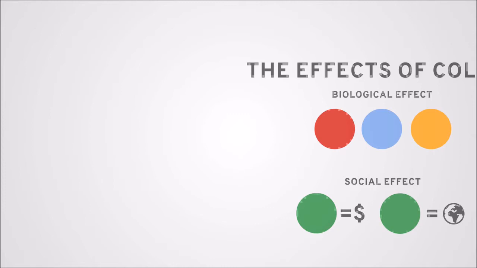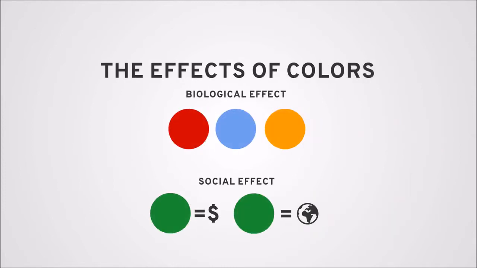There are about 70 million colors on the computer, so it should be easy to pick a color. Well, it's not that easy, because there is so much confusion. I would like to start with a simple typology I'm using for colors. There are two types of effects of colors: the biological effect, which is born with us, and the social effect, which we learn.